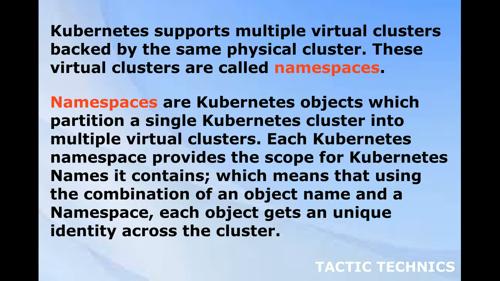Namespaces are Kubernetes objects which partition a single Kubernetes cluster into multiple virtual clusters. Each Kubernetes namespace provides the scope for Kubernetes names it contains, which means that using the combination of an object name and a namespace, each object gets a unique identity across the cluster.